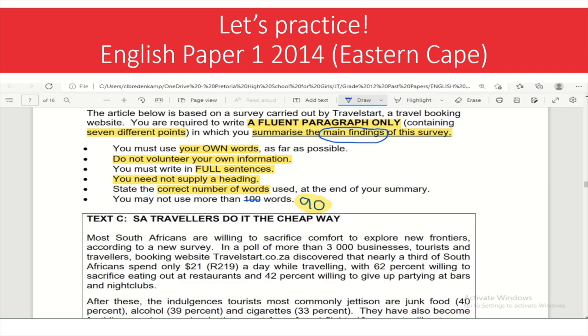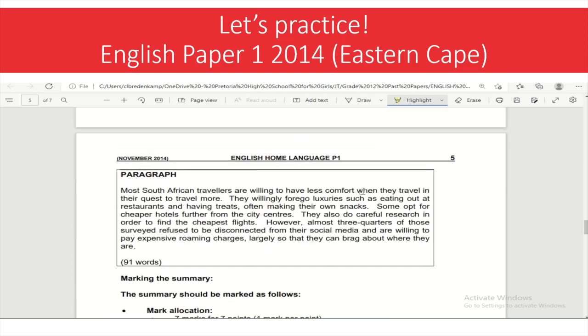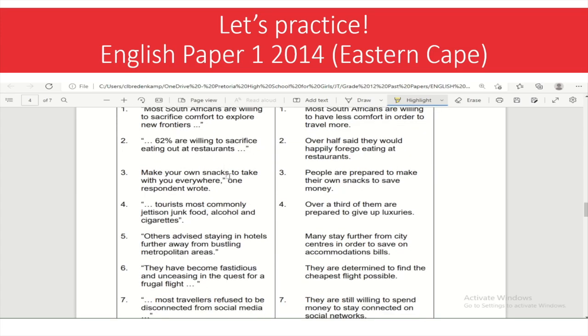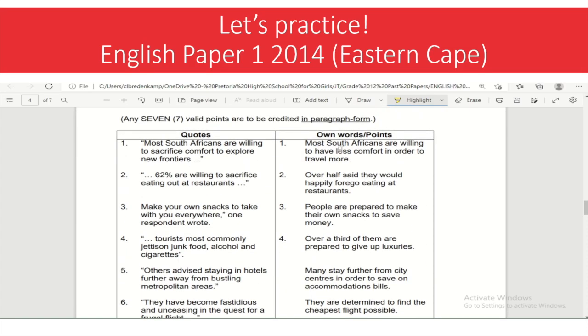Okay, I'm going to switch over to the memo because I want you to see what the memo looks like for a summary. So the summary memo looks something like this. So we have any valid 7 points, and it must be in paragraph form. So on the one side, we have the quotes from the summary. And then we actually have on the other side what it would be like, similar to a person's own words. So obviously, it does not need to be exactly like this verbatim, but it does need to be in your own words. I cannot stress it more and more. You're going to get sick of me saying that this whole lesson.